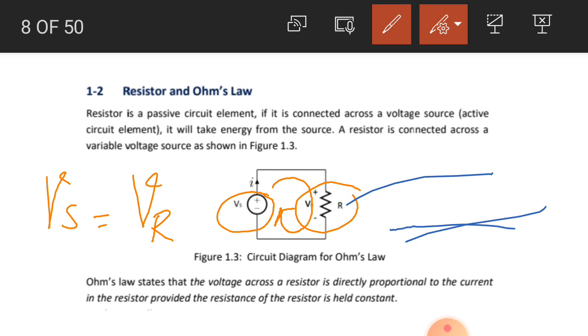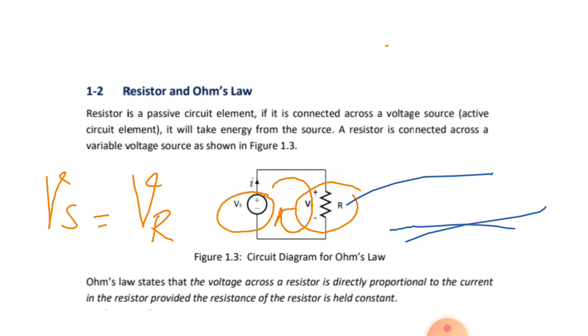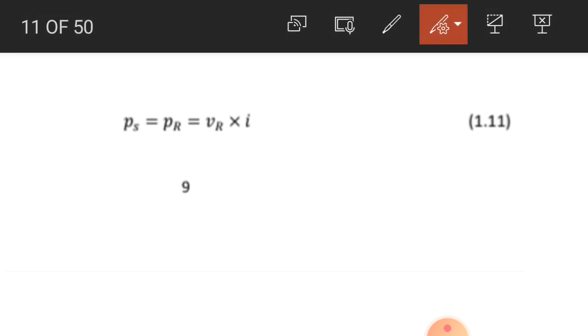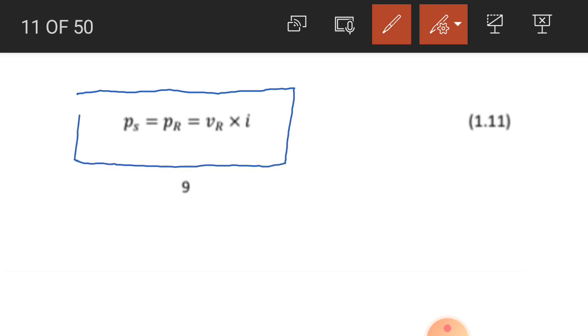And there is a law which is known as the law of conservation of energy. The law of conservation of energy states that energy can neither be created nor destroyed. It can be converted from one form to another form. So the power which is supplied by the voltage source, according to the law of conservation of energy, will be equal to the power that is taken by the resistor.